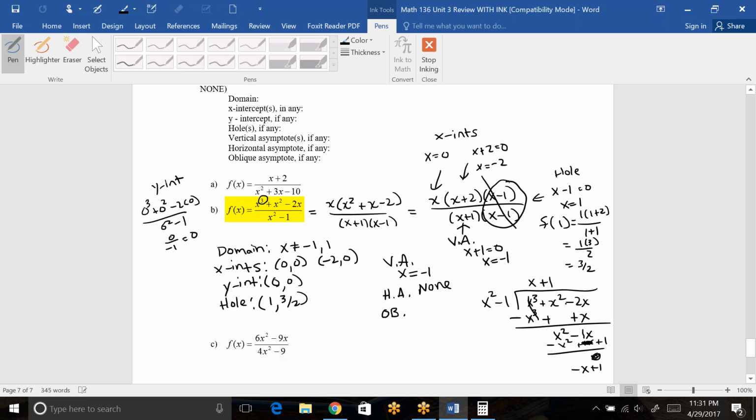That part doesn't really matter. I could have stopped as soon as I got mx plus b on top. So anytime you're doing an oblique, as soon as your top comes out to a slope times x and then plus or minus a number, you're pretty much done. If I was to graph this one, it would be nasty because I would have that slanted asymptote. But we're not asking you to graph. All we asked for was all of the information. So that is everything for that one.